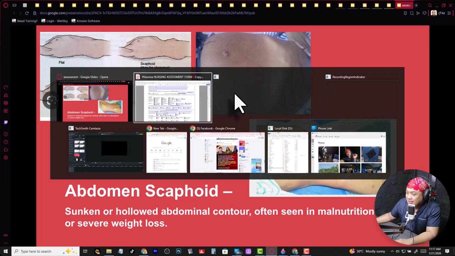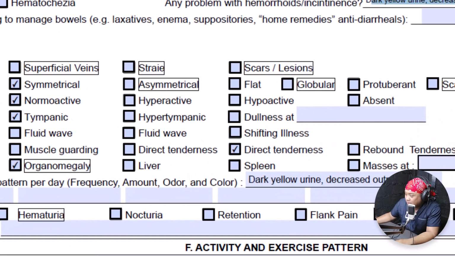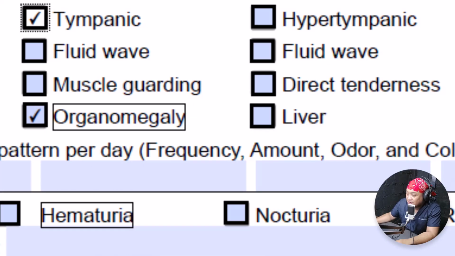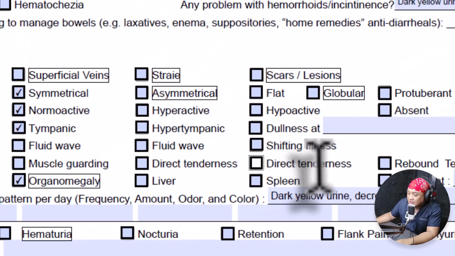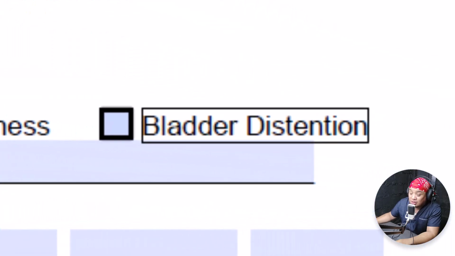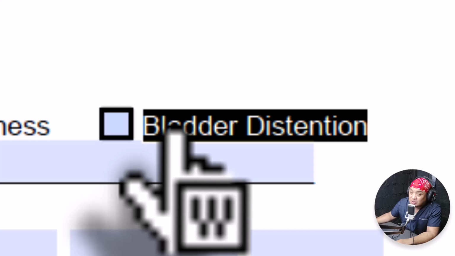Okay, so what else do we have here? We have normoactive. So I tag my patient normoactive. Tympanic, fluid wave, organomegaly, enlargement of the organs, and of course we also have bladder distension and direct tenderness. So I'm going to uncheck this one because I don't think you mentioned direct tenderness. Yeah, there's direct tenderness, especially for leptospirosis. So let's talk about the bladder distension. Let's have a look.